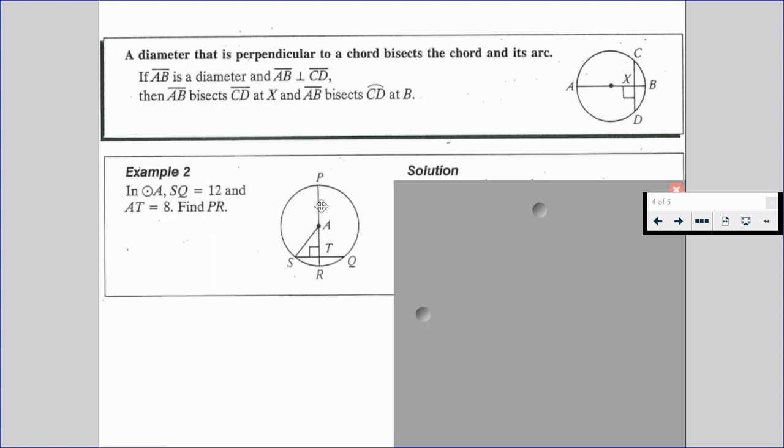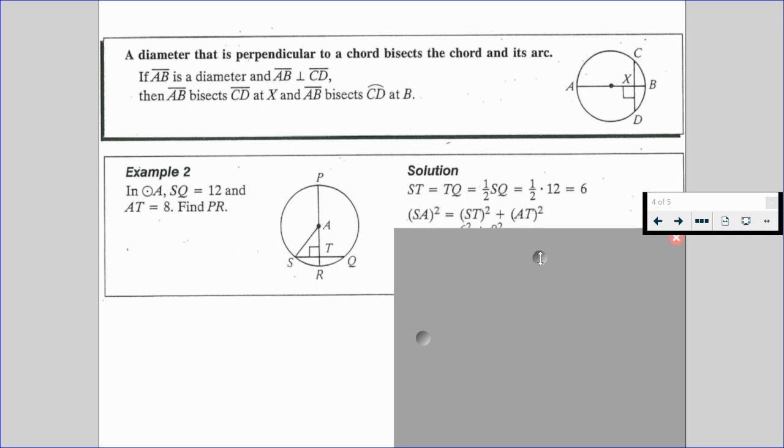We're given a diagram in the middle of our screen, and we're also given in circle A, the length of SQ is equal to 12, and the length of AT is equal to 8. Our job is to find the length of PR, or the length of our diameter. So we know that ST is going to be equal to TQ, which is half of SQ. Since PR is a diameter, it's perpendicular to the chord. So half of 12 is going to give us 6.